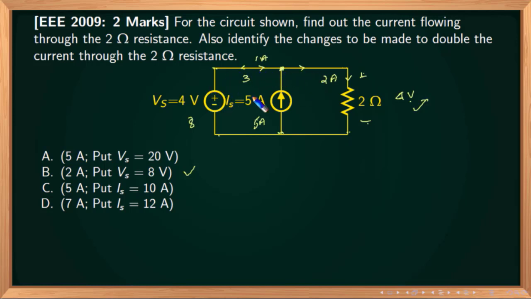Then current is supplied by this particular source, and there is no current supplied by the voltage source. Current enters into the source. So that is the only difference that this thing can make. But the current through this particular resistance will always be dependent only on the value of the voltage source. So here it is 4. So 4 divided by 2 is 2 ampere. If I make it 8, 8 divided by 2 will give me 4 amperes, which means that I have doubled my current. So my answer is 2 amperes and put Vs is equal to 8 volts.